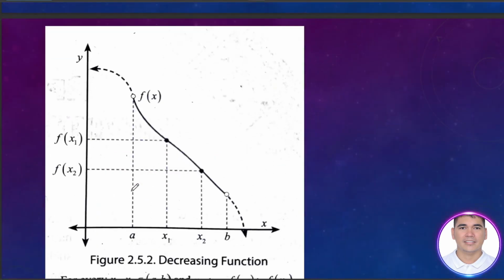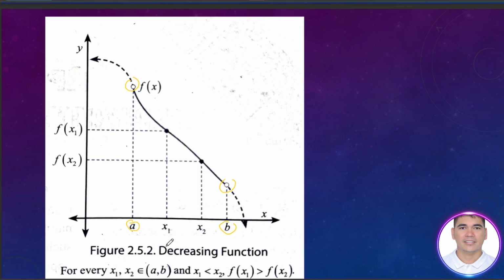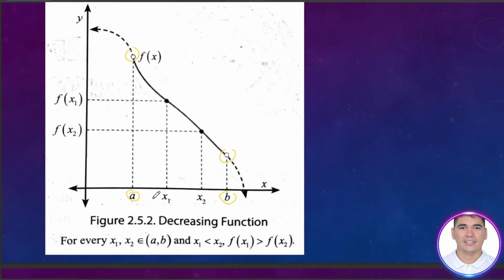Now, in the next graph, we have the open interval AB. This is our A, this is our B. And then we have x sub 1 and x sub 2, which are elements of the open interval AB, and the corresponding f of x sub 2 and f of x sub 1. Here, f of x sub 1 is greater than f of x sub 2, and x sub 1 is less than x sub 2. So based on definition 2.5.1, this is a decreasing function.